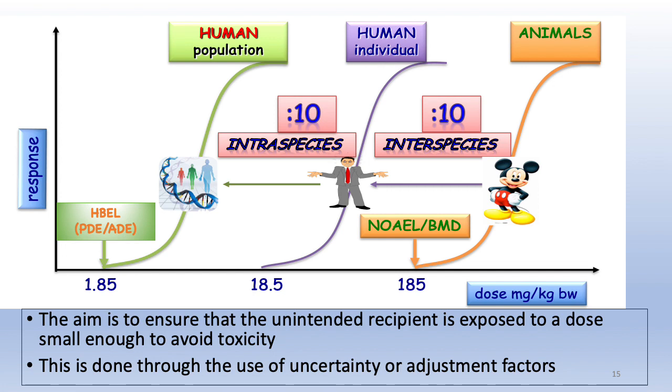So we're actually just trying to push the figures more to our left. When we apply all those different safety factors or adjustment factors, the whole idea is to try and move that value from the right all the way to the left. And like I said here, this is done through the use of uncertainty or adjustment factors, which I shall talk a little bit more about. I hope that makes a bit of sense.